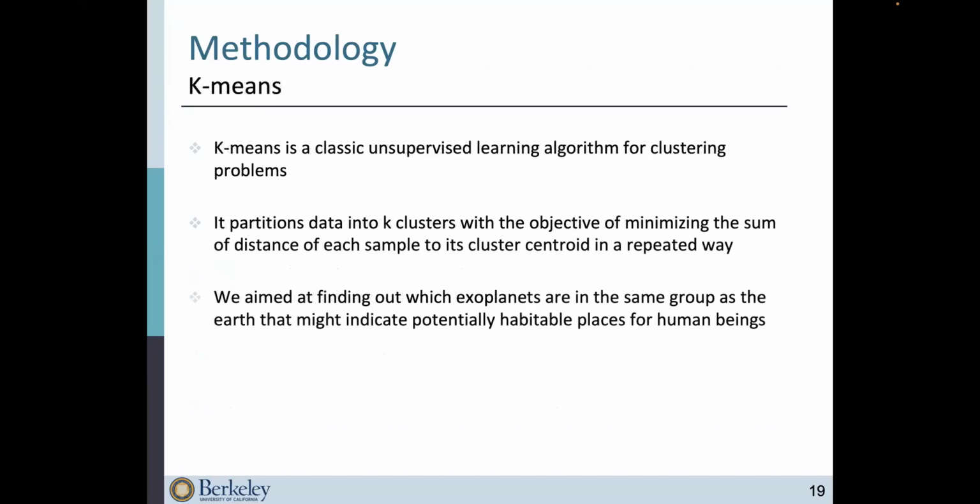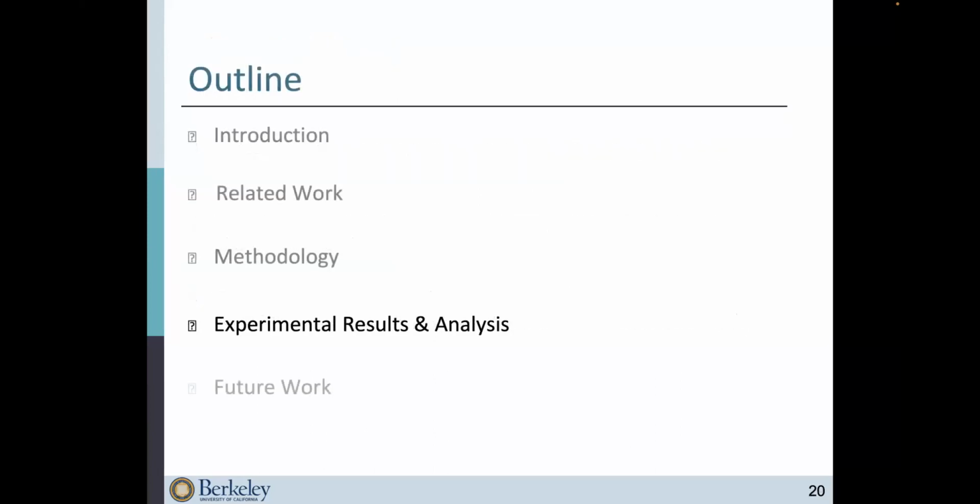And for the clustering subproblem, we use k-means. It's a classic unsupervised learning algorithm for clustering problems. It partitions data into k clusters with the objective of minimizing the sum of distances of each sample to the cluster centroid in a repeated manner. And we aim at finding out which exoplanets are in the same group as the Earth and might indicate potentially habitable places for human beings. So next we talk about experimental results and our analysis.